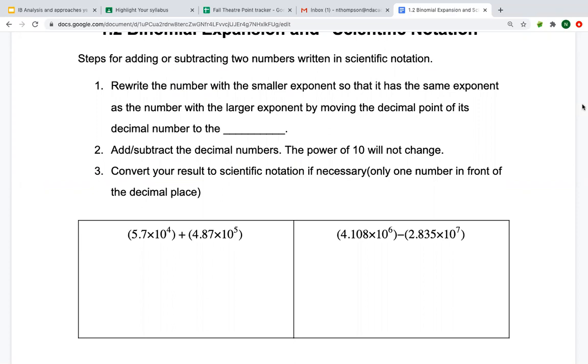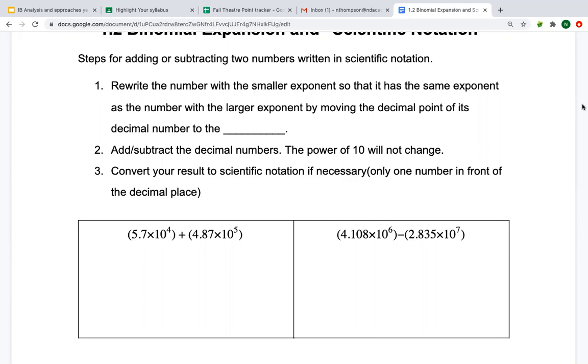what we need to focus on first, we'll do adding and subtracting two numbers when they're written in scientific notation. So the first step is to write the number with a smaller exponent so that it has the same exponent as the number with the larger exponent. So in order to do that, we would need to move the decimal to the left.